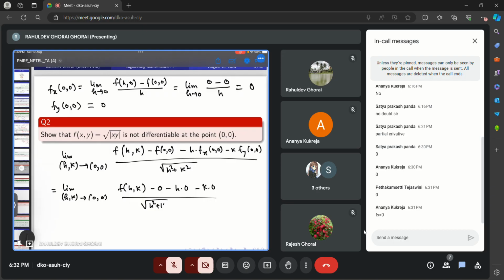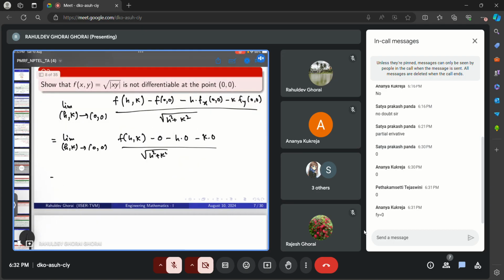So in total, what we get is the limit as (h, k) tends to (0, 0) of the modulus of hk over the square root of h squared plus k squared. You see, it becomes a simple problem of finding a limit. We have already done this type of limit, and we'll see whether the limit exists.